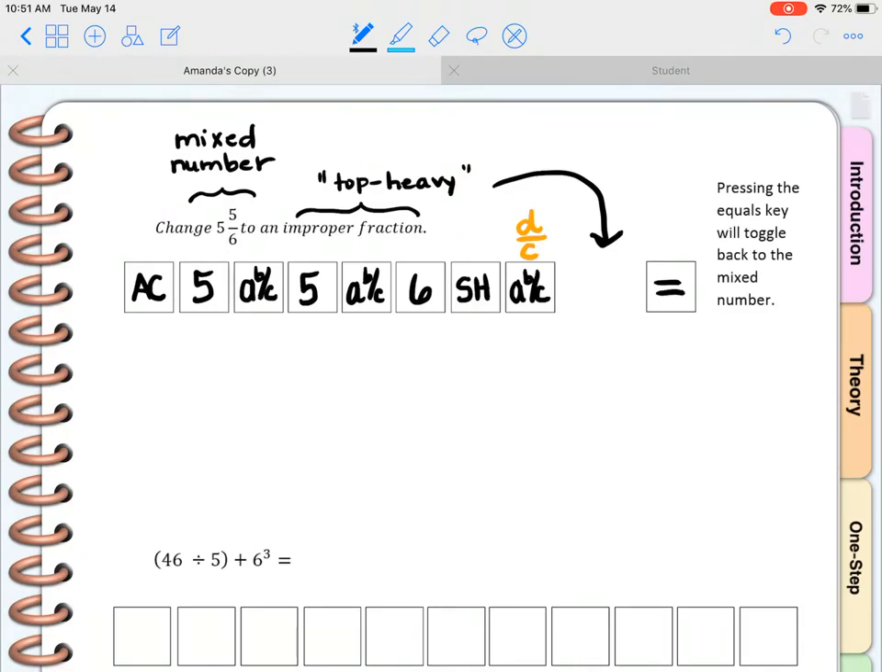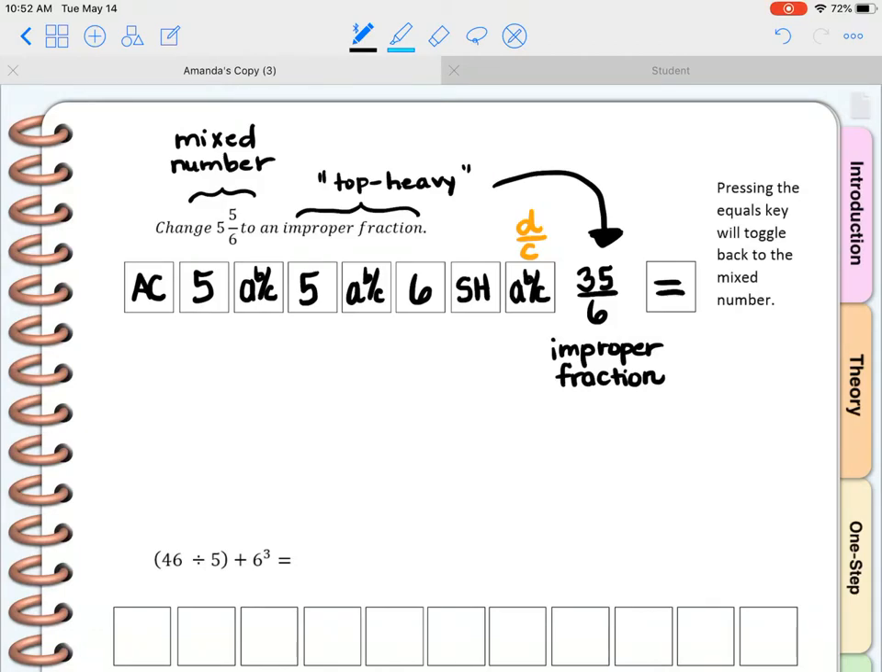Shift fraction again. And you come up with a top-heavy fraction of 35/6. That is the improper fraction right there. This is called improper because it's top-heavy. And for every mixed number in the world that you could ever create, there is an equal improper fraction. So sometimes we need the mixed form, and sometimes we need the improper form. We have to be able to find the equal versions of those.